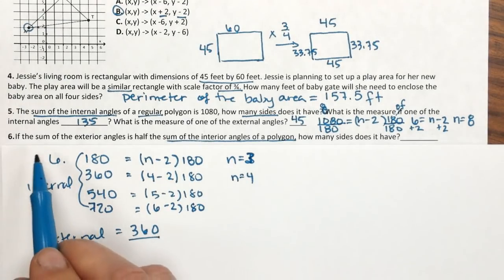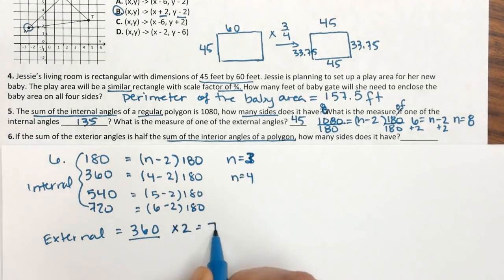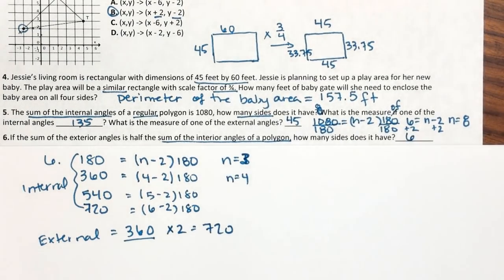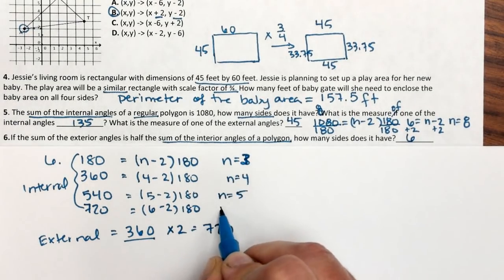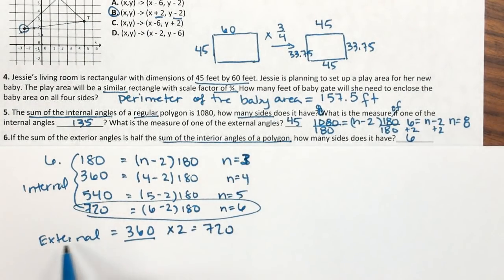So it says if the sum of exterior angles, that's 360, is half the sum of the internal angles, which is 720, then we have our answer. So it looks like, because 360 times 2 equals 720, our polygon has 6 sides. Whew, all right. So this was our answer because we were looking for this.